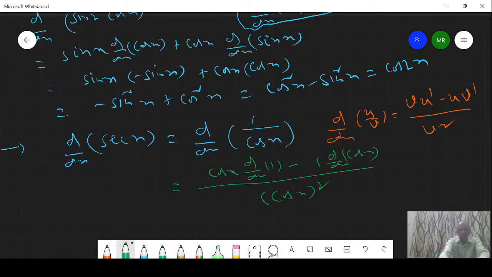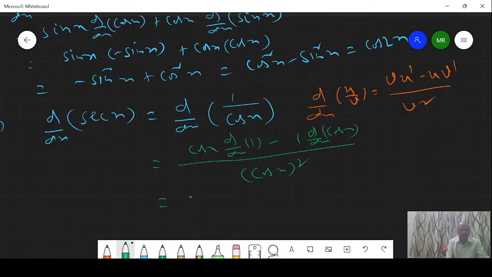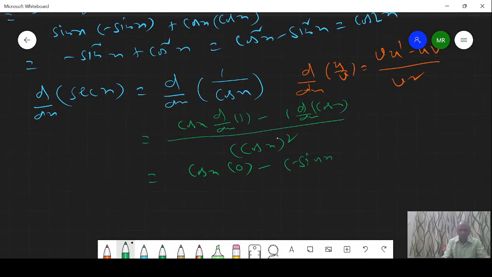Cos x. If we use it like this, I can write cos x into the derivative of 1, which is 0, minus the derivative of cos x, minus sin x. Correct, we know that. The derivative of cos x is minus sin x, by cos square x. This will be 0 minus, you will get, minus minus positive sin x.